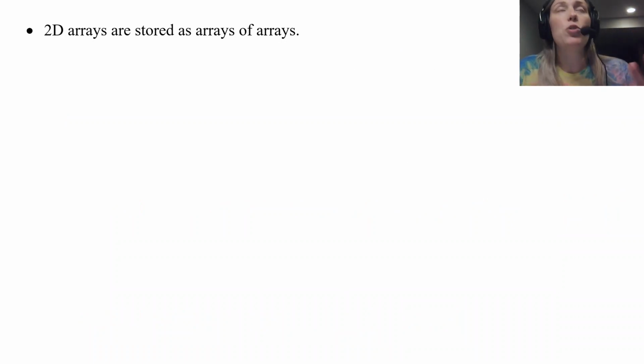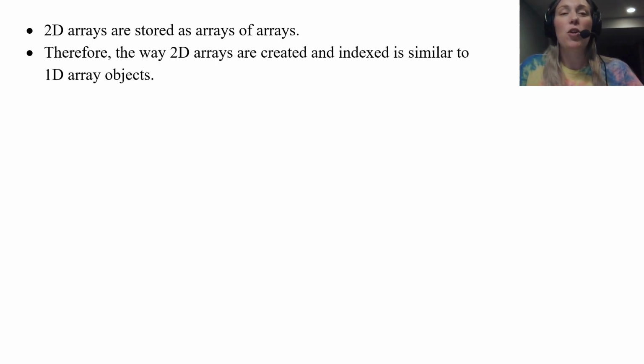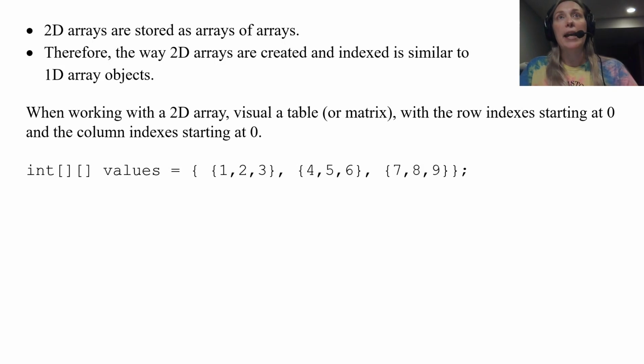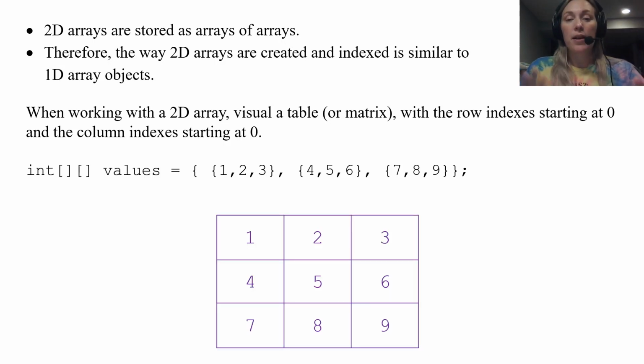This idea that two-dimensional arrays are created in row major order comes from the fact that 2D arrays are stored as an array of arrays, okay? An array of arrays. So the way they are created and indexed looks very similar to one-dimensional arrays. And when working with them, you'll end up picturing a table, visually a table. That's what I recommend doing when you are working through problems involving two-dimensional arrays: picturing that table, okay? So again, here are our default values that we had at the start. Now, what does this look like? Here it is, okay? This is what I want you to picture as your two-dimensional array.